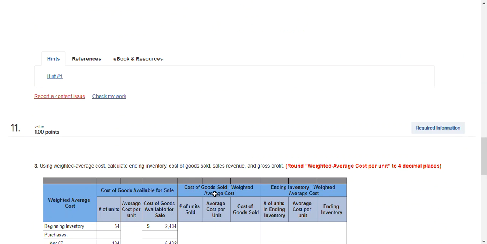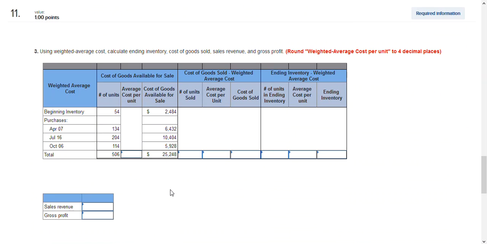All right, so let's look at the next one. So here we've got, it says use weighted average, calculate ending inventory, cost of goods sold, sales revenue, and gross profit. So for this one, we've actually got our information filled in. So to figure a weighted average, we're just going to figure out an average cost for each of these 506 units. So we're going to take the 25,248 and divide it by 506 units. And that gives me an average cost of $49.90, and it says to 4 decimal places.